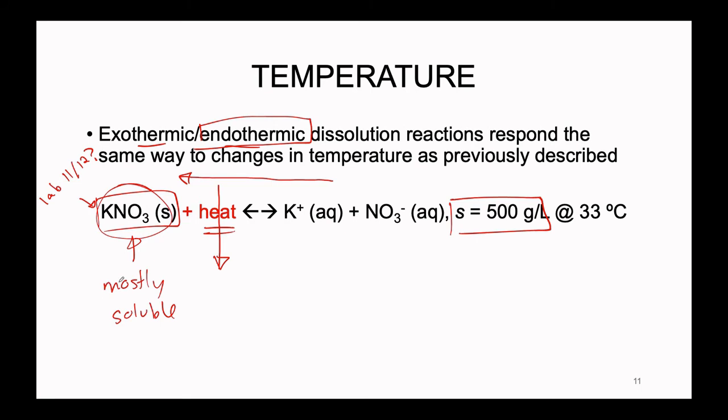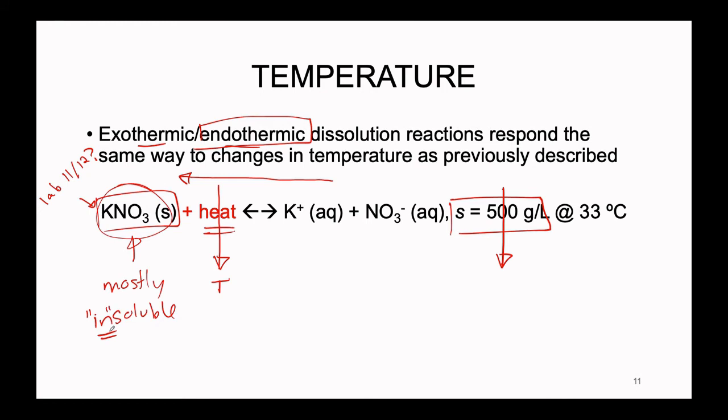Even though this is a mostly soluble compound, if we were to decrease the temperature enough, we could turn it into a mostly insoluble compound, right? There is a temperature dependence for this reaction because it is endothermic. And if we were to decrease the temperature so much, this solubility would decrease effectively to a point where it's going to behave as a mostly insoluble compound.